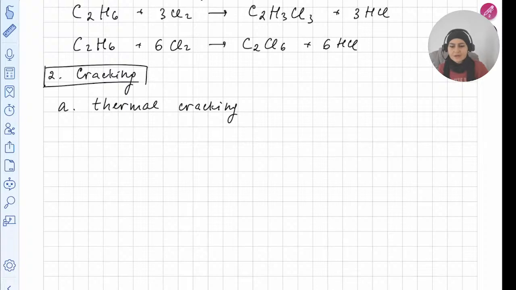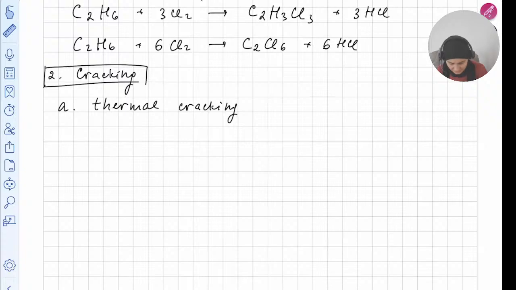Thermal cracking. Right, so for thermal cracking, the conditions would be a very high pressure, about 7,000 kPa, and high temperature. And thermal cracking would produce mostly alkenes and sometimes hydrogen. So alkenes, shorter alkanes, and hydrogen.